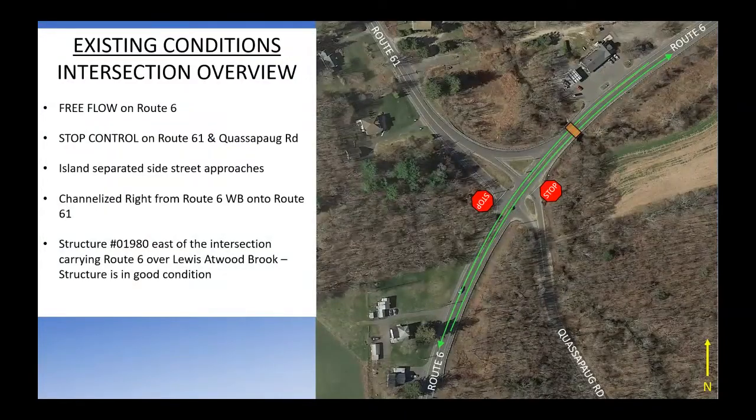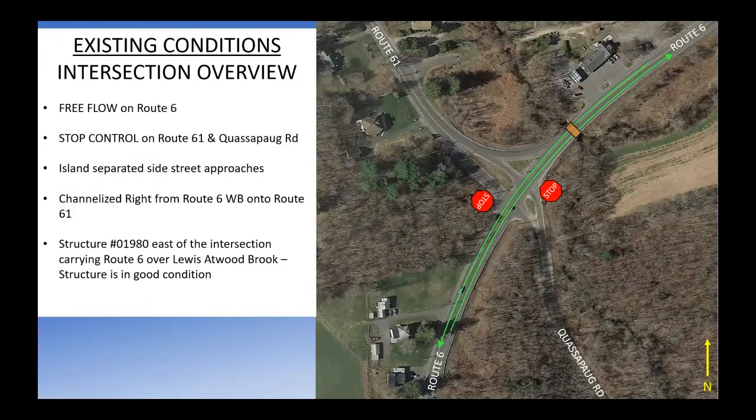Looking at the existing conditions of this intersection, let's begin with an overview. Vehicles on Route 6 flow freely through the intersection with no traffic control. Route 61 and Quassapaug Road are stop-controlled side streets with median islands separating the in and out maneuvers. There's a channelized right turn from Route 6 westbound onto Route 61 northbound. There's also a bridge to the east of the intersection that carries Route 6 over Lewis Atwood Brook. The most recent inspection of this bridge shows that the structure is in good condition.